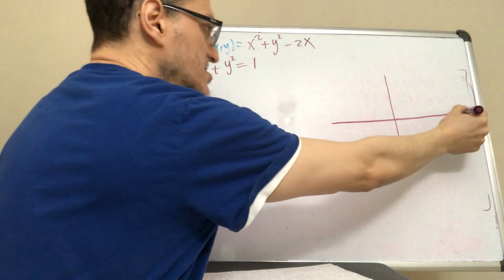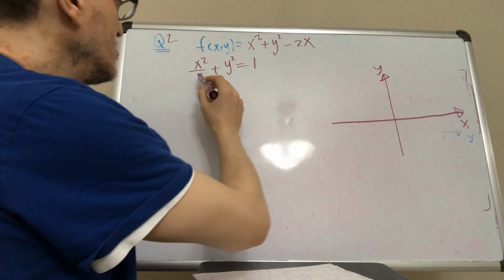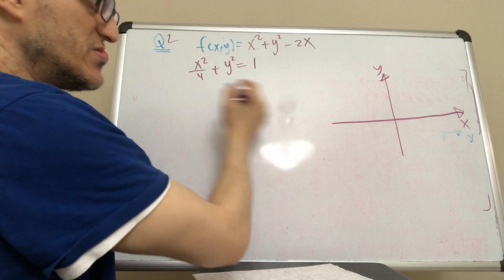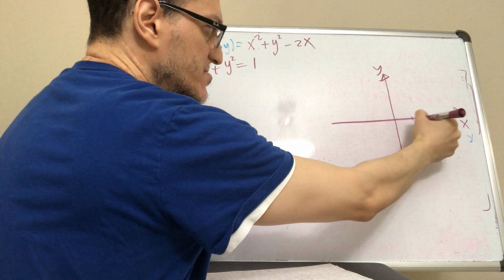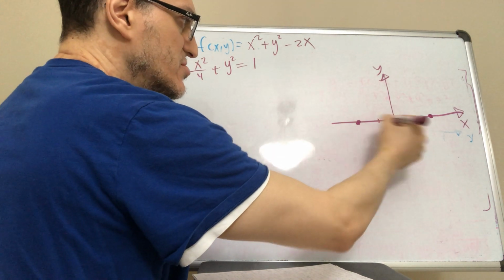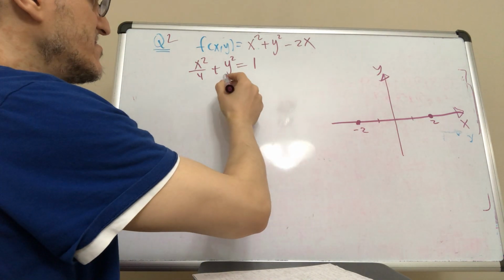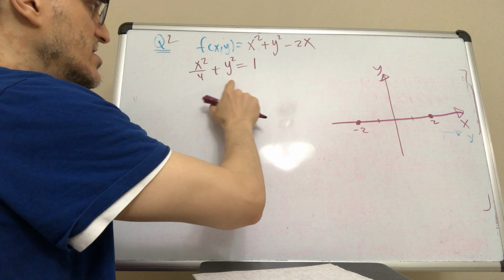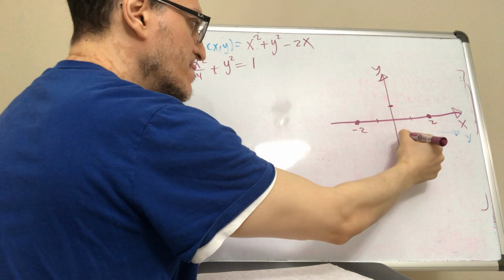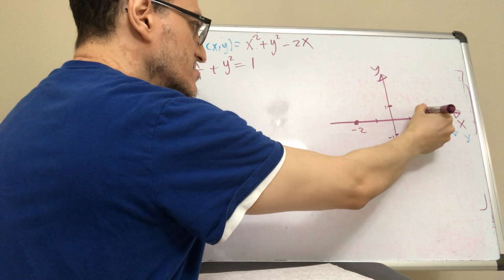If you look at this, this here is an ellipse. The number here is 4, so the square root of 4 is 2. So in the x direction, you're at 2 and minus 2. In the y, there is no number, so you can assume it's 1. So it's 1 and minus 1. So it will look like this.